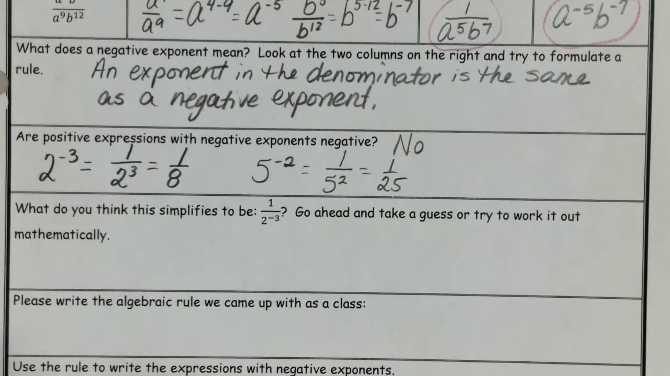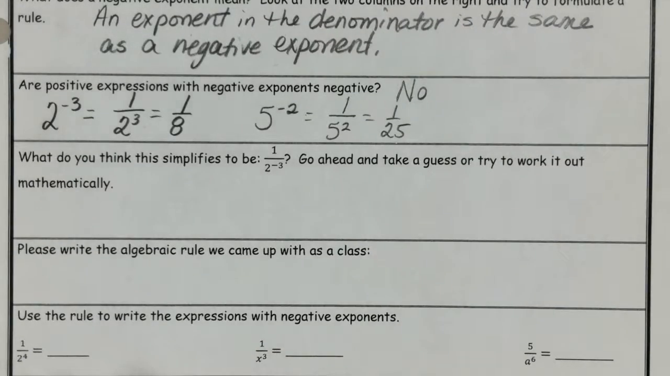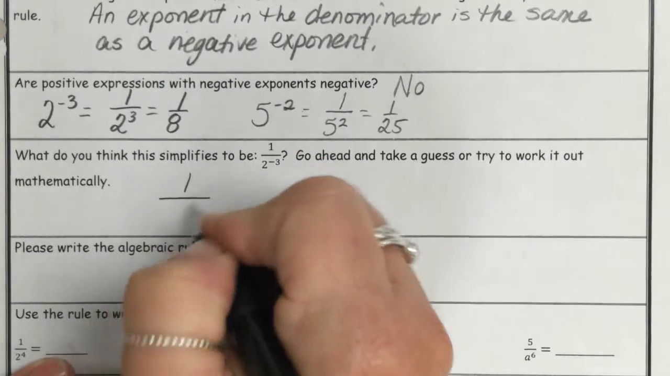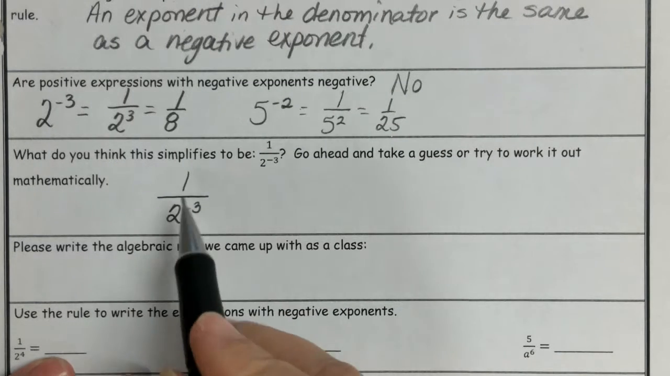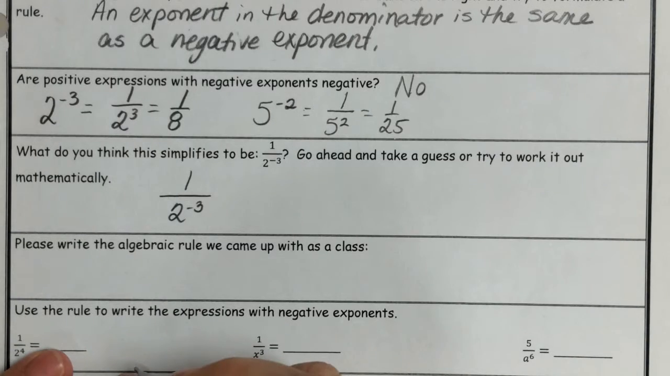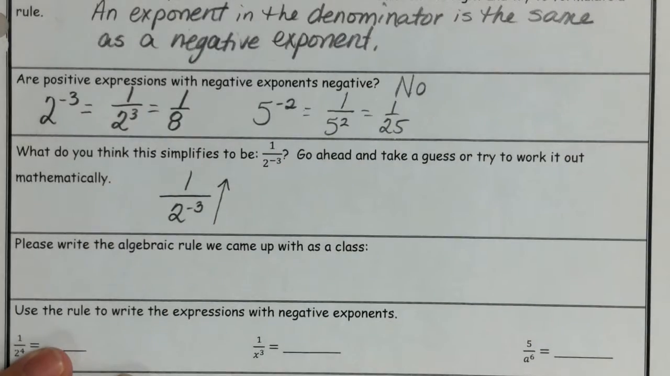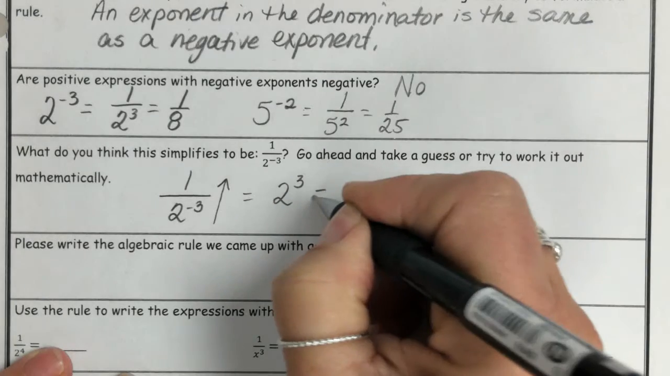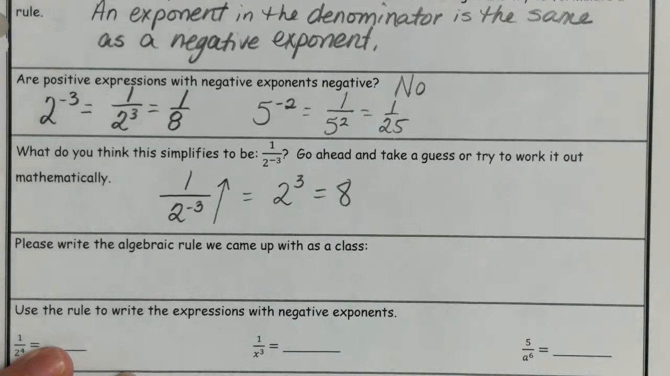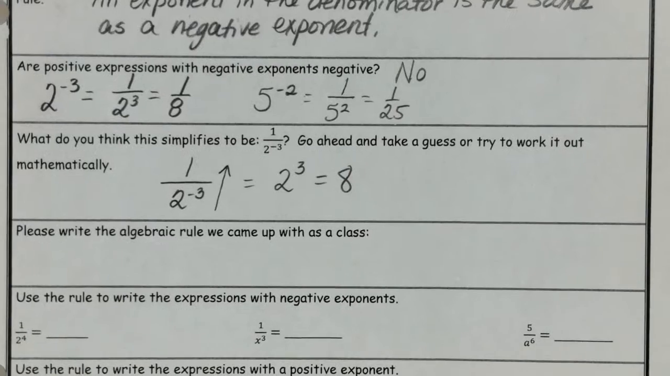Look at the next question. What do you think this simplifies to be? 1 over 2 to the negative 3rd power. So if we work that out, remember that the fraction line changes the sign. So this time we have the negative exponent in the denominator. So we're going to bring it up across that fraction line, and it's going to become 2 to the positive 3rd power, which is 8. Okay? So moving it across that fraction line changes the sign of the exponent.